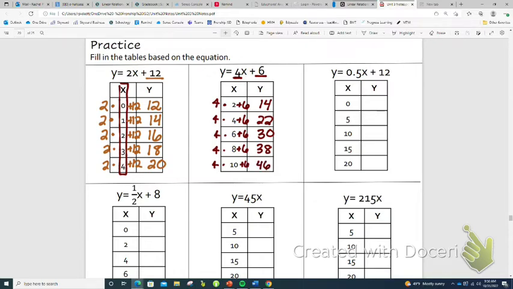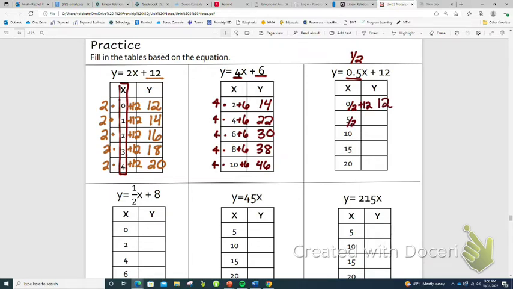The next one looks a little bit different because it has a decimal coefficient of 0.5. You need to know that that is half. So we're taking half of x, which is the same thing as dividing by 2. Well, if we divide 0 by 2, we still get 0. And add 12 gives us 12.